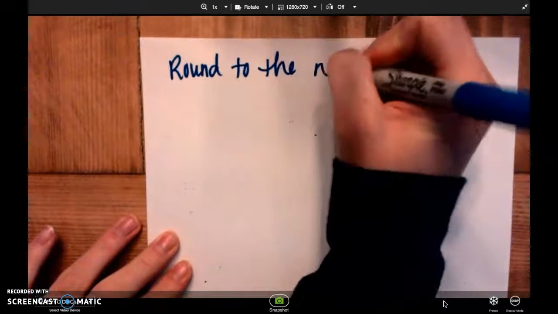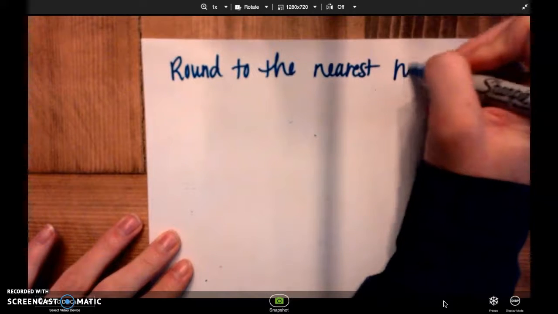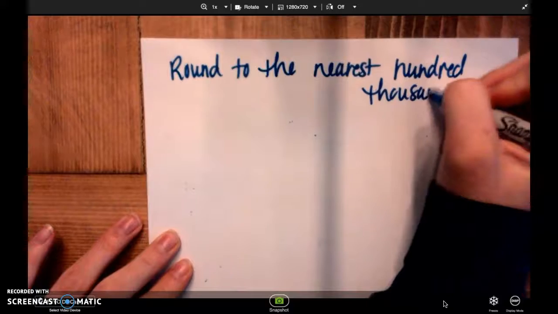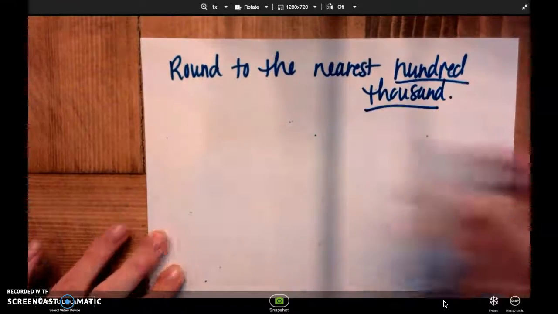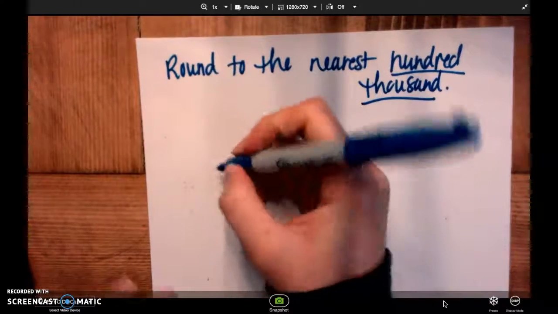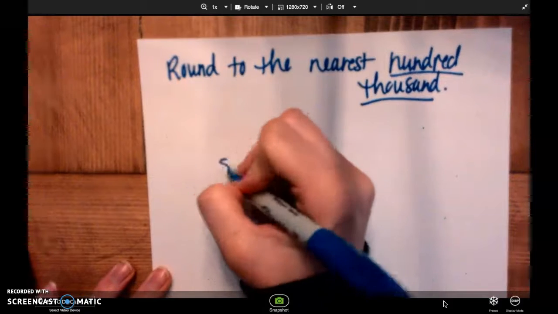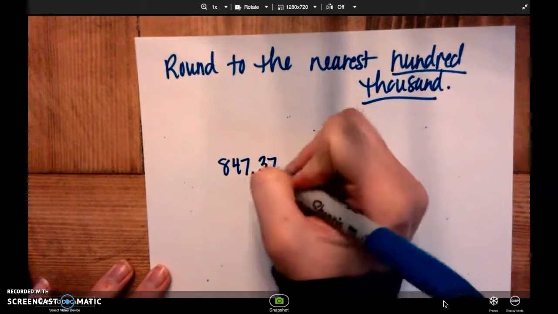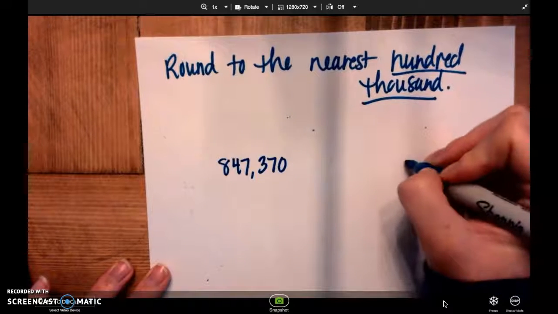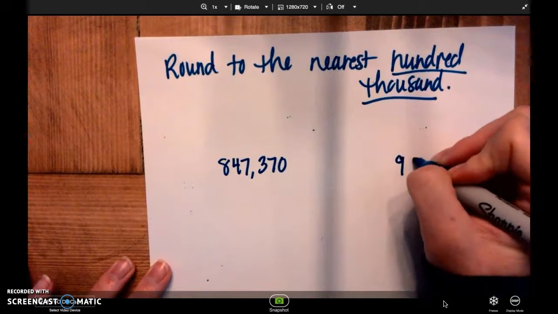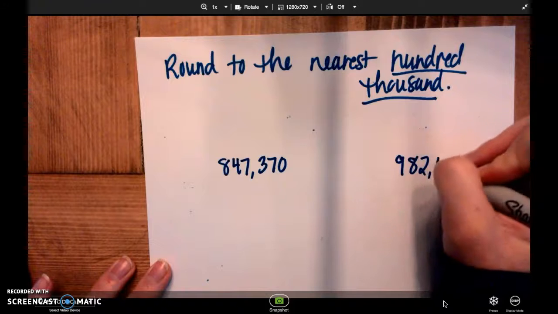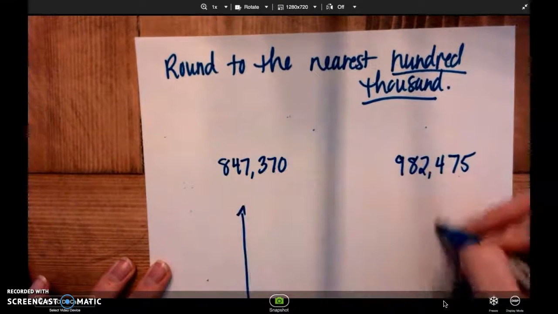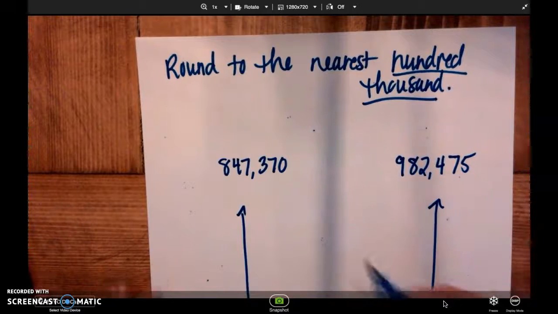All right, now for our final layer, and I bet you can guess, we're rounding to the nearest 100,000. Okay, I'm only going to do 2 for this one. We'll do 847,370 and 982,475 rounded to the nearest 100,000. All right, let's try it out.